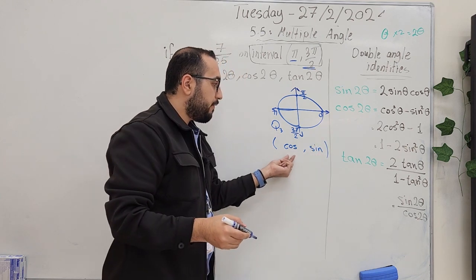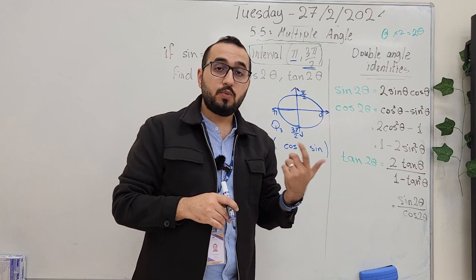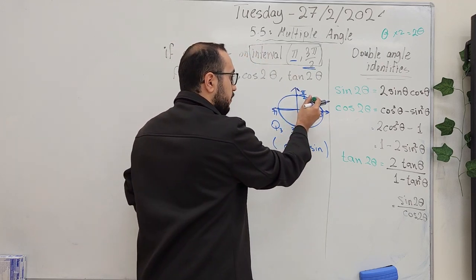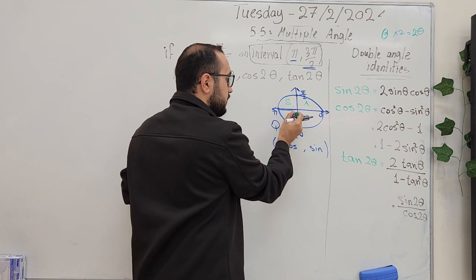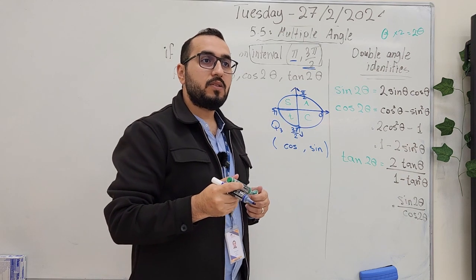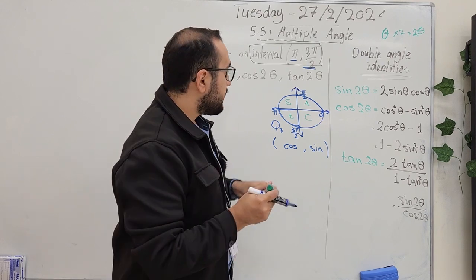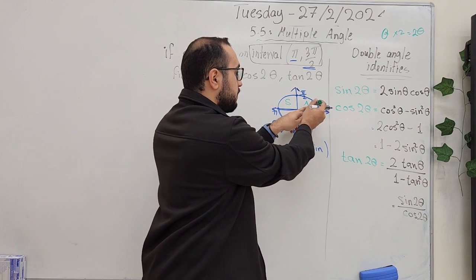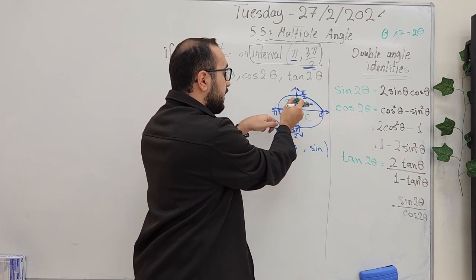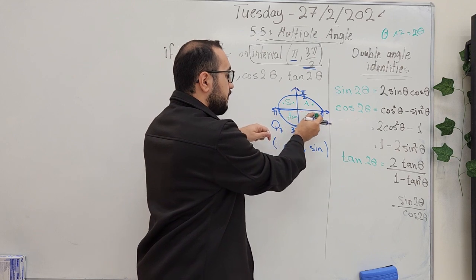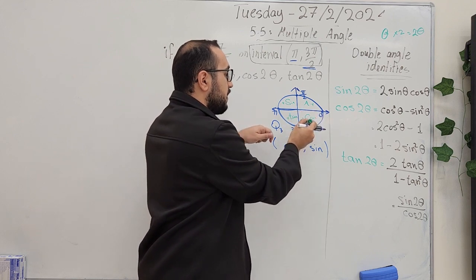Which one of them is positive, which one of them is negative? We know that all students take calculus. So this phrase will help me to know which one is positive. As I can see, all students, so all of them are positive here. Here only sine is positive. Here only tangent is positive. Here only cosine is positive.